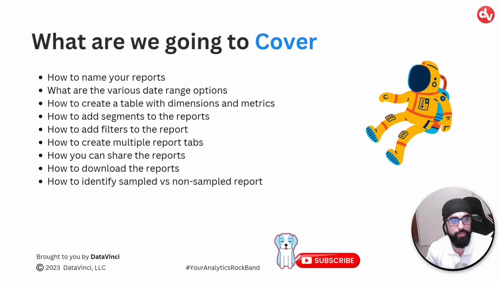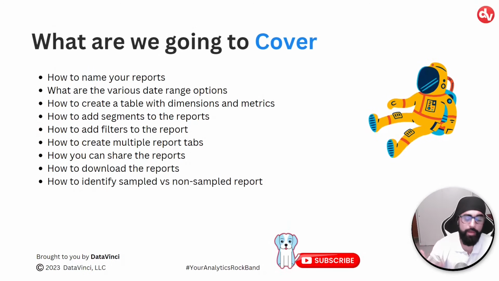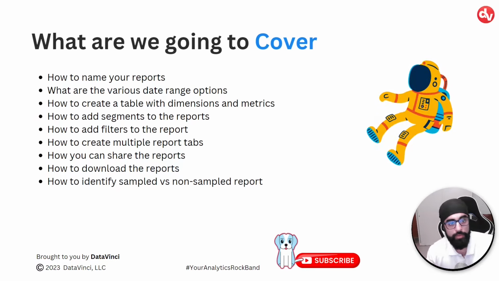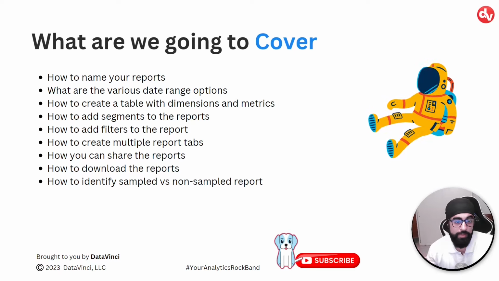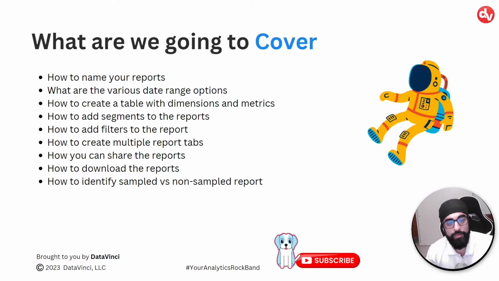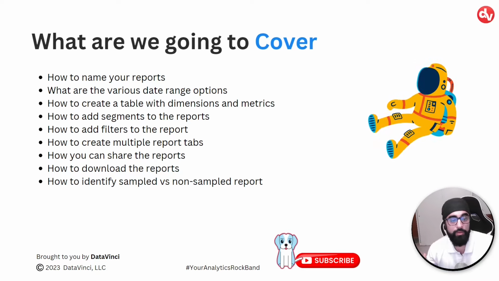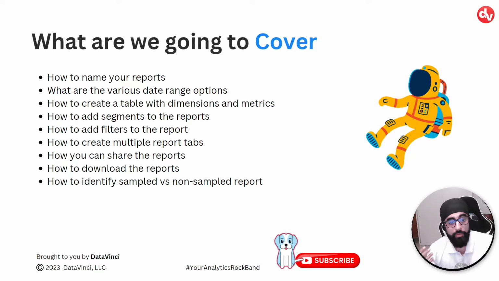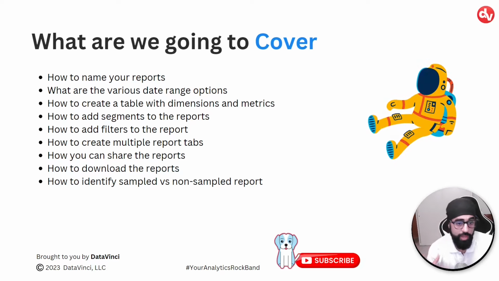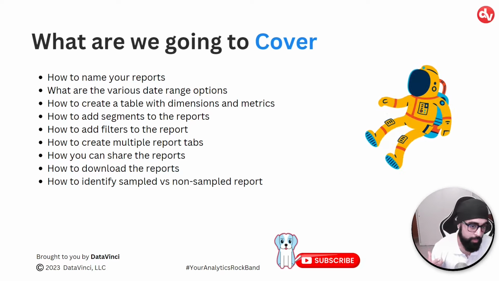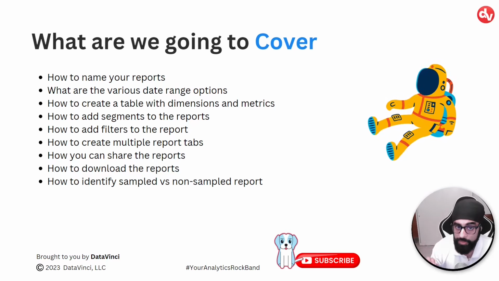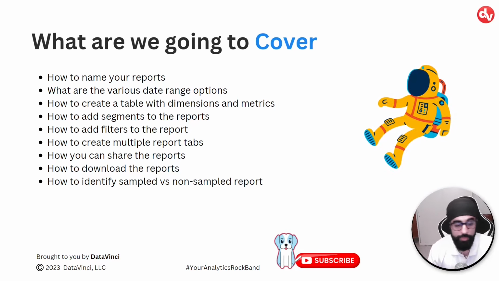So what are we going to cover? We are going to cover very basic things, how to name your reports. We are going to cover what are the various date range options. We are going to cover how to create simple tables with dimensions and metrics and how we can complicate them. We are going to see how to add segments to the reports. We are going to see how to add filters to the report. We are going to see how to create multiple report tabs. Yes, that is an option. How to share your reports, how you can download your reports, and how to identify whether your report is based on sampled data versus non-sampled data.